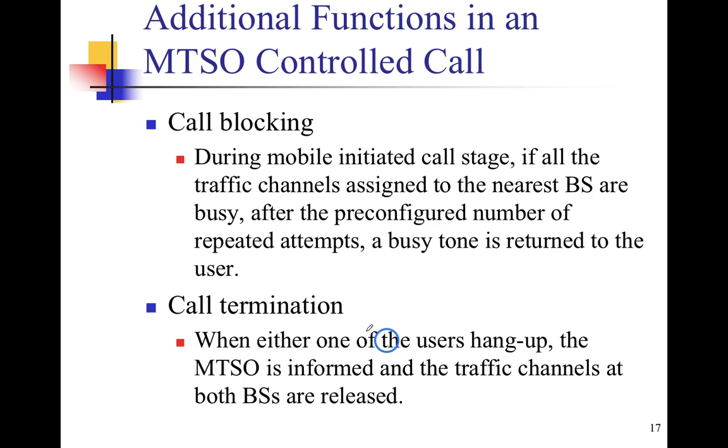Call blocking. Okay, this is an additional function in the MTSO call control. During the mobile-initiated call stage, if all the traffic channels assigned to the nearest base station are busy, after a pre-configured number of repeated attempts, a busy tone is returned to the user. This is similar to a telephone. For example, if you call your friend, maybe your friend is available somewhere else, but the problem is maybe the line or the base station is being used.